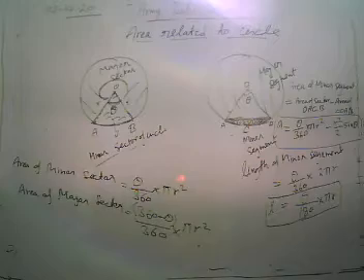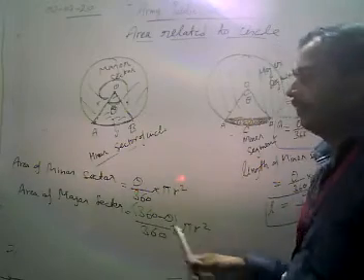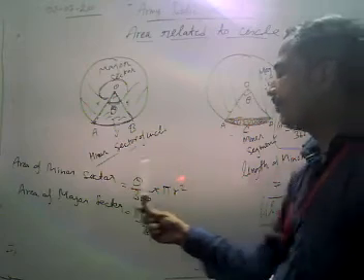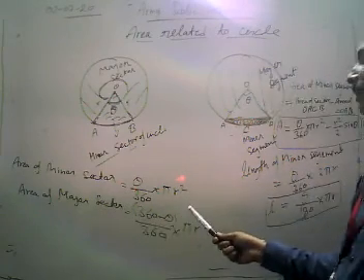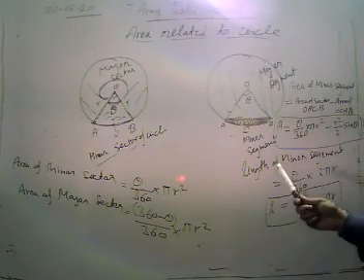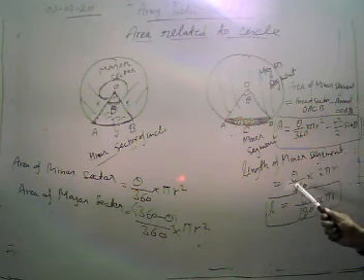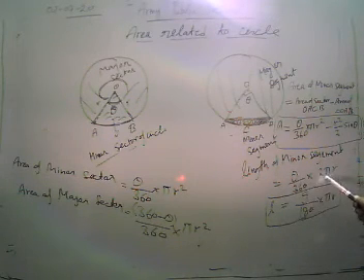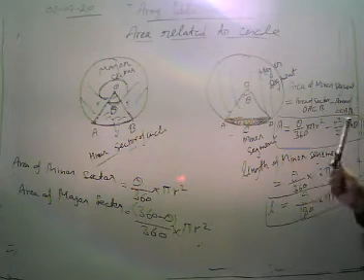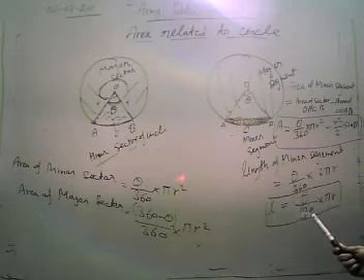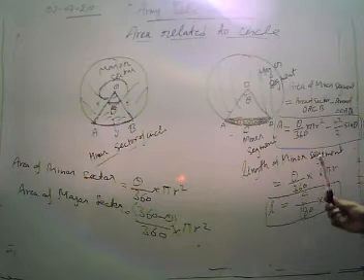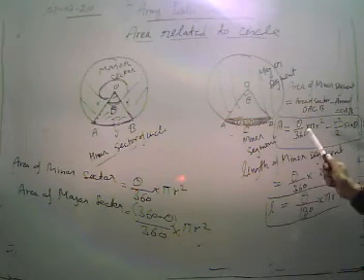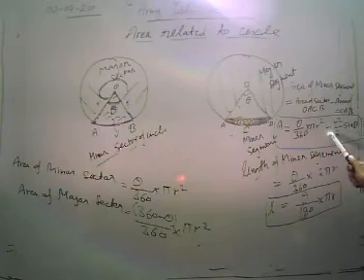Now look, till now what did we discuss? We have discussed area of minor sector: theta upon 360 into pi r square. Area of major sector: 360 minus theta upon 360 into pi r square. Then length of minor segment is given by theta upon 360 into 2 pi r. Also we can use the formula by cancelling 2 and 360: length of minor segment is theta upon 180 into pi r. Then one more formula: area of minor segment is theta upon 360 into pi r square minus r square by 2 sin theta.